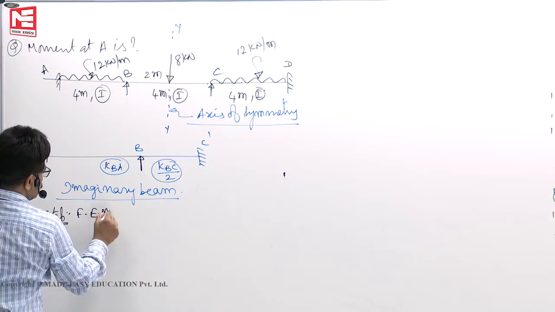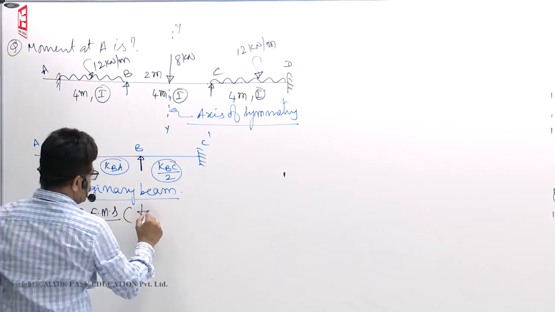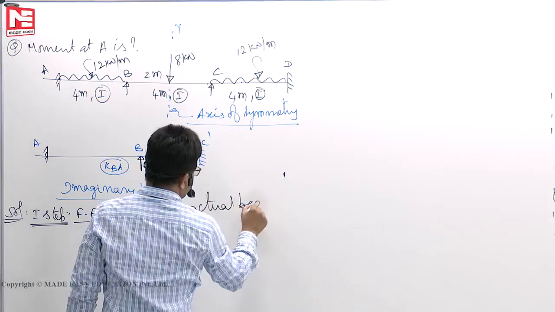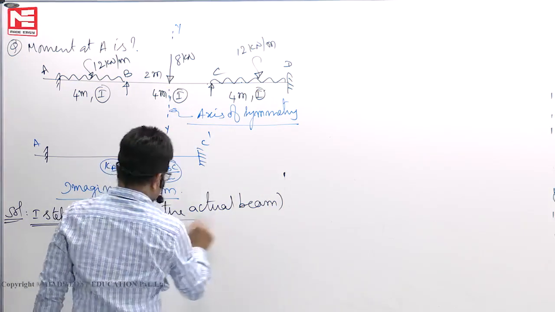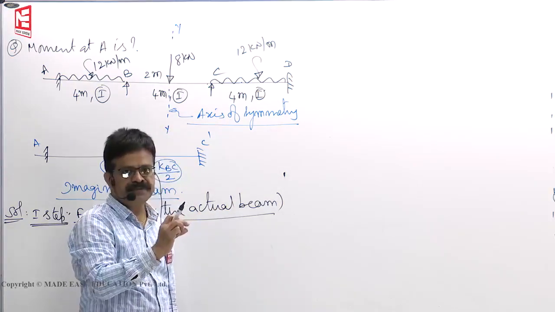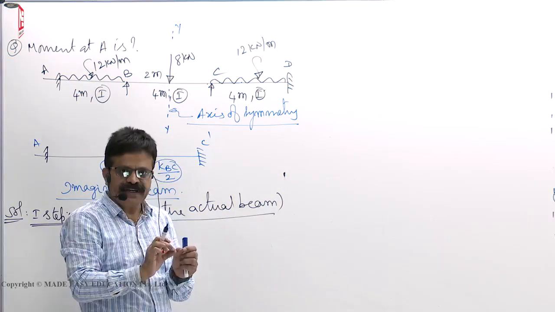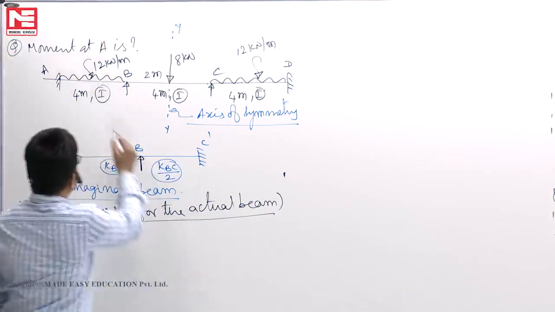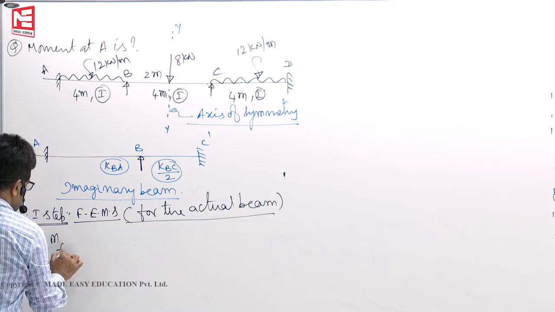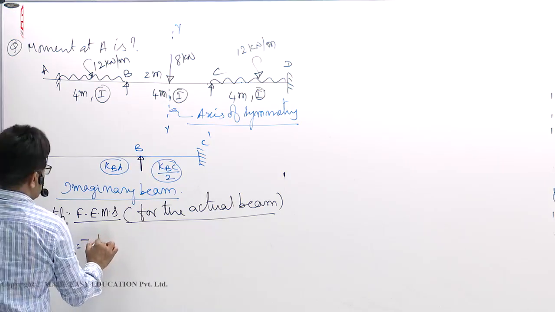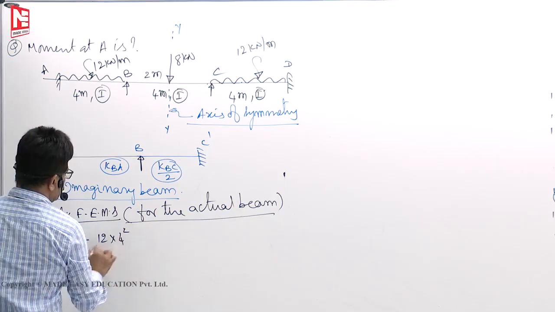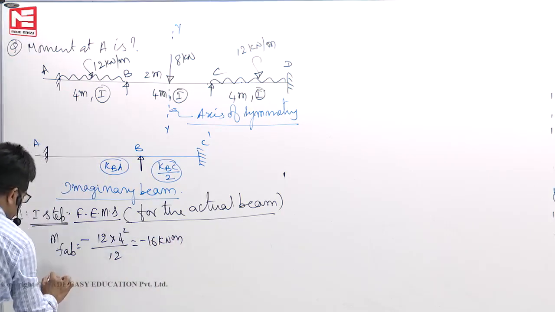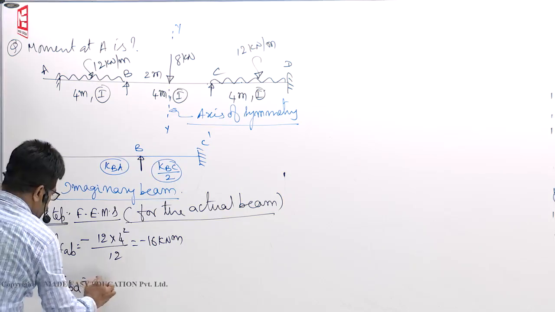Fixed end moments. For the fixed end moments you have to calculate for the actual beam only. Whatever fixed end moments you get for the actual beam, you will distribute on the imaginary beam, to save the time. So MFAB we know, minus WL square by 12. So minus 16. MFAB. MFBA also we know, plus 16.